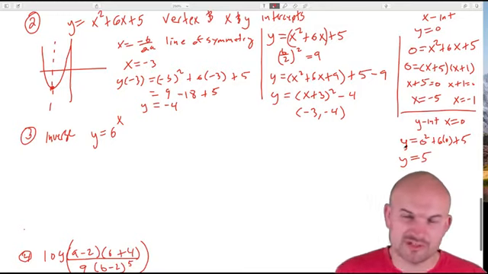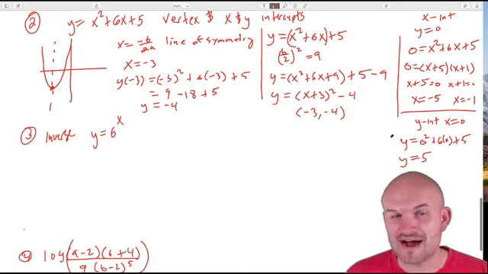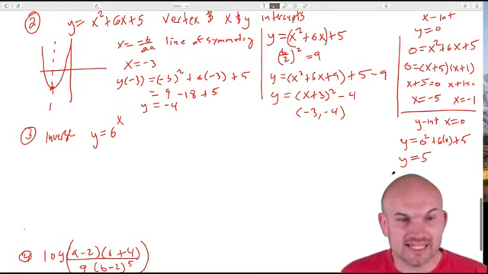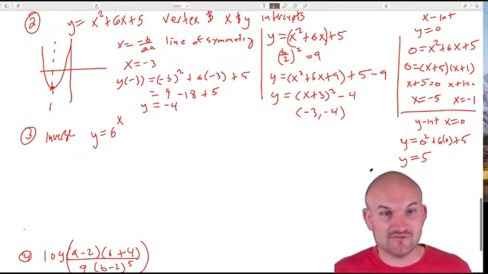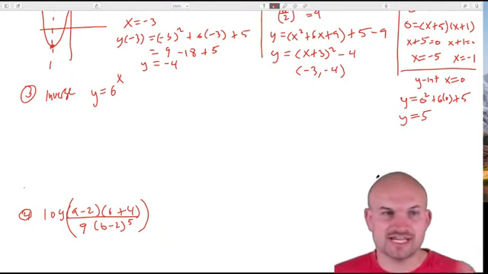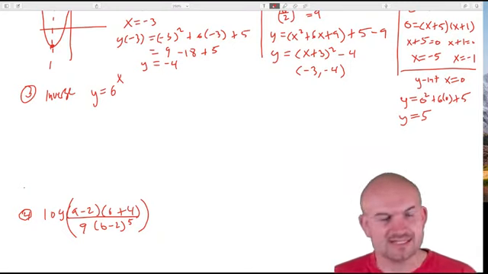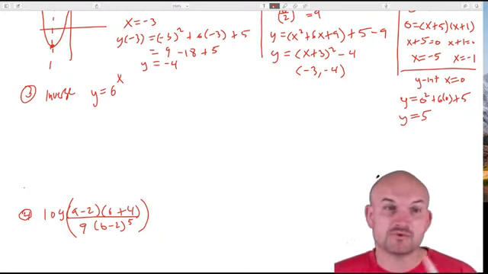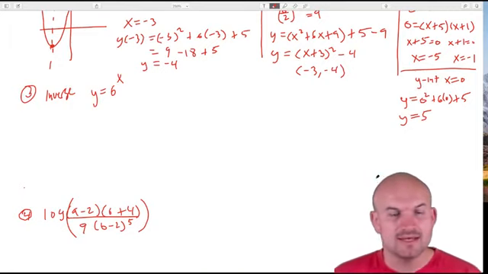The y-intercept's just going to be your constant, which in this case is 5. The next one is for the inverse. So we do have a kind of an algorithm to follow for the inverse. If you have it in function notation, you swap f of x or g of x with y, then you can swap the x and y and then solve for y.